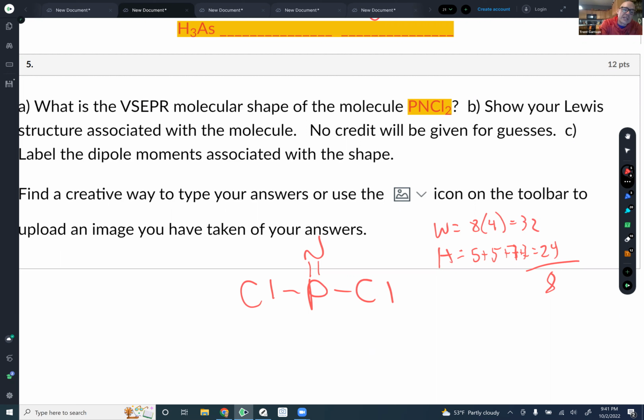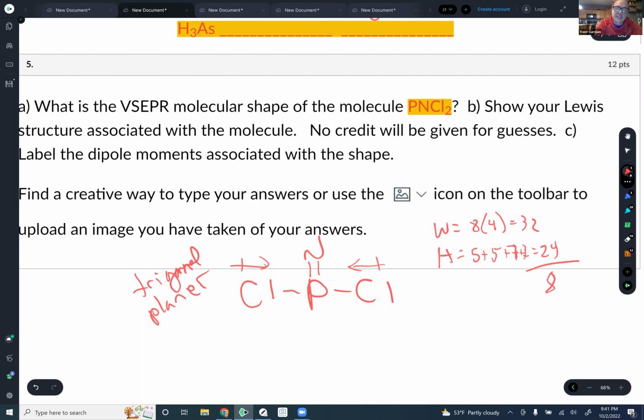So therefore, this one is a trigonal planar. Now, as far as the dipole moments are concerned, phosphorus would be larger than the nitrogen, so are the chlorines. Because this lays flat, the phosphorus would be the largest of the elements as far as the trend is concerned. And so what we would have is all of the charges pointing towards the middle.